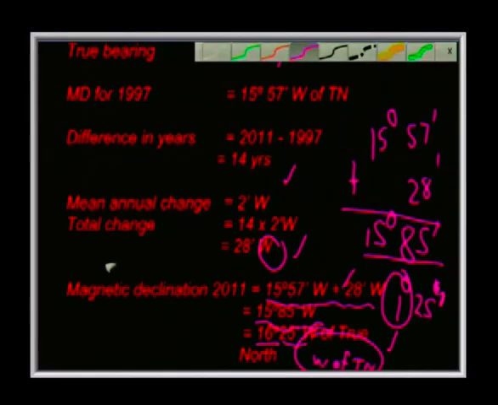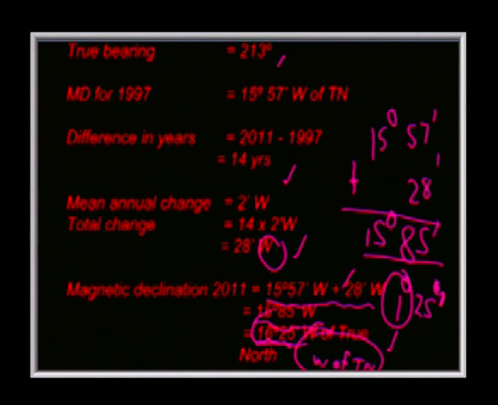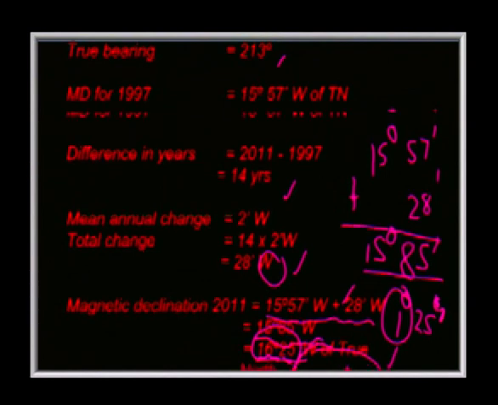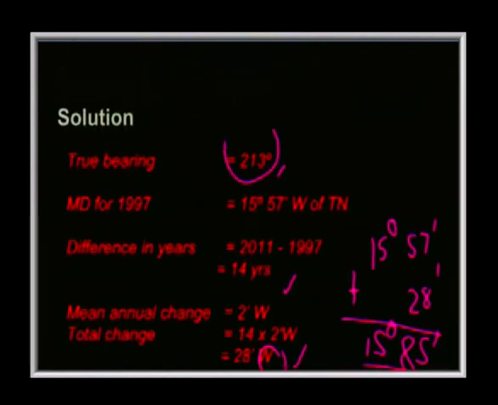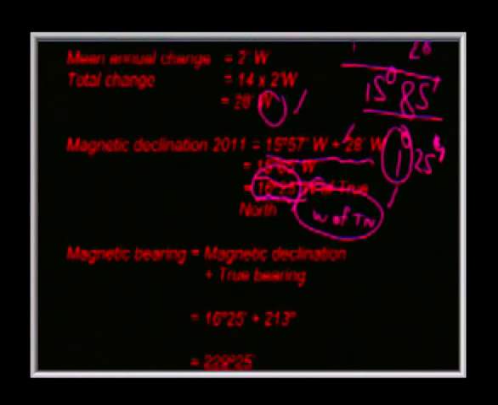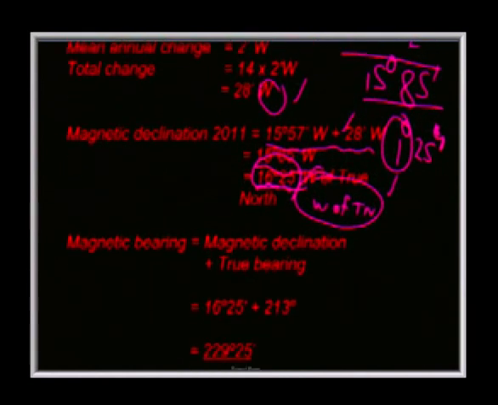Okay, and as you can see, now we worked out the magnetic declination, which is 16 degrees, 25 minutes west of true north. And we also worked out the true bearing. Now we're ready to calculate the magnetic bearing. Remember, the magnetic bearing is the magnetic declination plus the true bearing. So it's 16 degrees, 25 minutes, plus 213 degrees. Of course, you don't have to put the west of true north. Add those two together, and you got an answer of 229 degrees and 25 minutes. And that is your magnetic bearing.